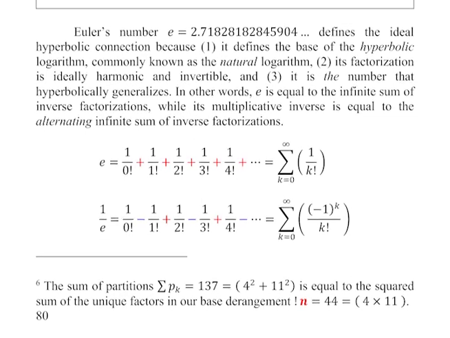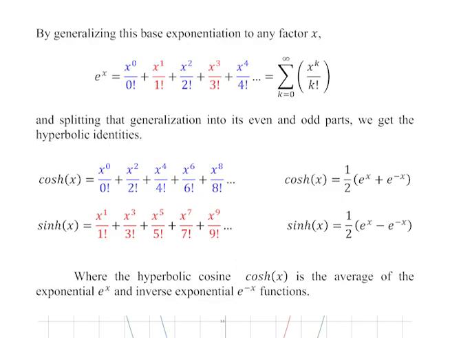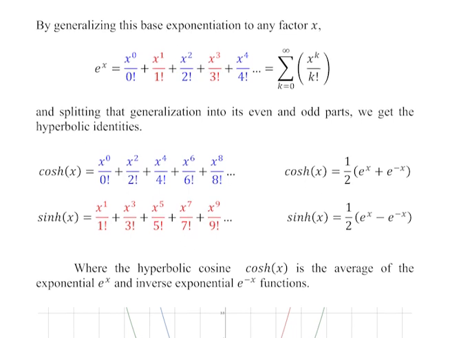Furthermore, if we take this ideal factorization sequence defining e and generalize it, so take e to the x, now the sequence is x to the 0 over 0 factorial plus x to the 1 over 1 factorial plus x to the 2 over 2 factorial plus x to the 3 over 3 factorial and so on. By generalizing this base exponentiation to any factor and splitting that generalization into its even and odd parts, here colored blue and red, we get the hyperbolic identities. Take all the blue parts, put them together in one sum. Take all the red parts, put them together in another sum. And those sums then define the hyperbolic identities, the hyperbolic cosine and the hyperbolic sine.